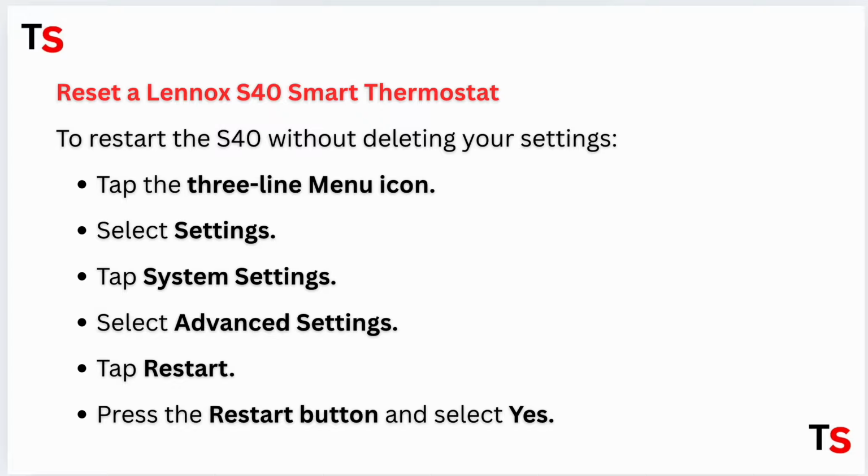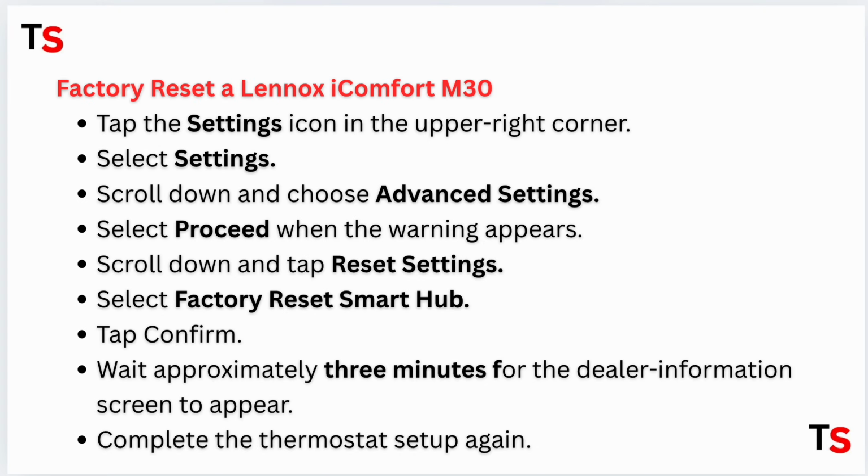For this, first of all, tap the 3-line menu icon, then Settings, System Settings, Advanced Settings, and tap the option of Restart. Tap the Restart button and select Yes. Then factory reset a Lennox iComfort M30.